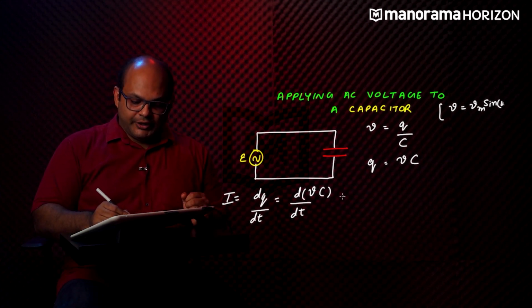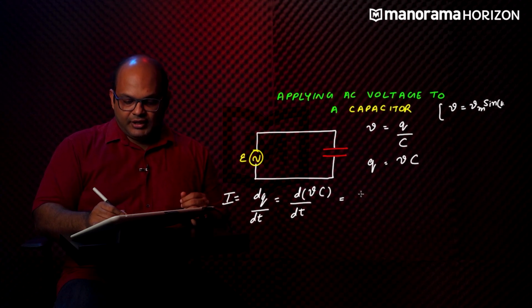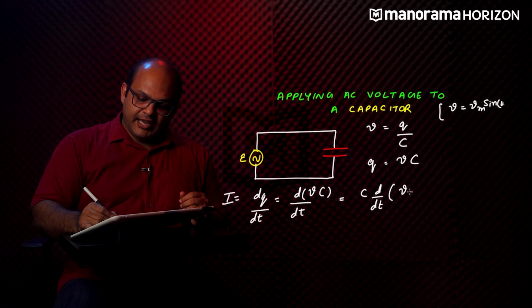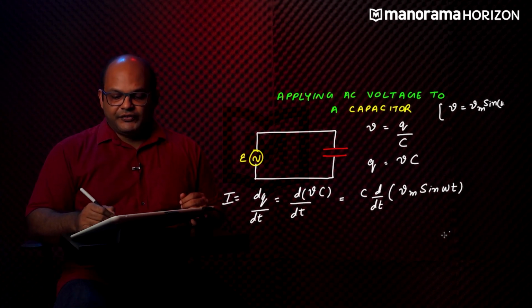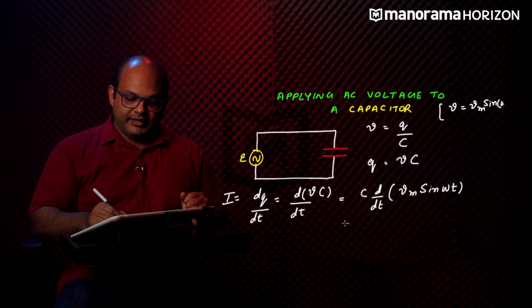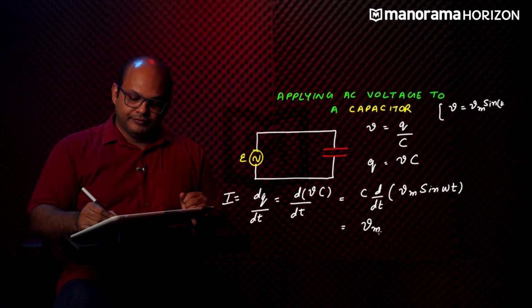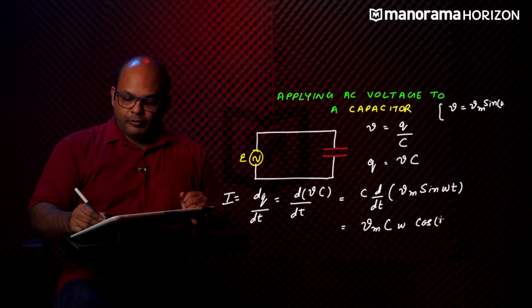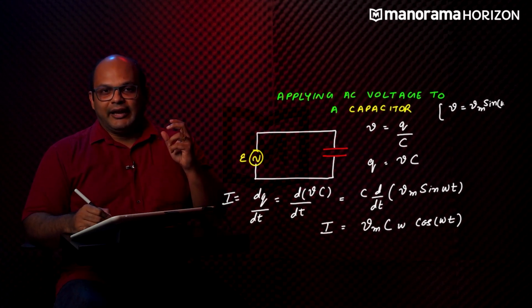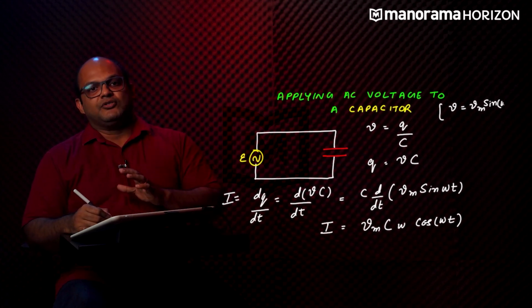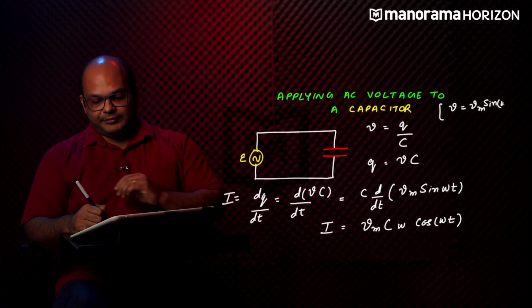So we can write this equation for current as C d by dt of Vm sine omega t. So if we differentiate this, Vm is a constant, we can write this as Vm C omega cos omega t. And this is the equation that gives us the instantaneous current across the plates of a capacitor at any given time.